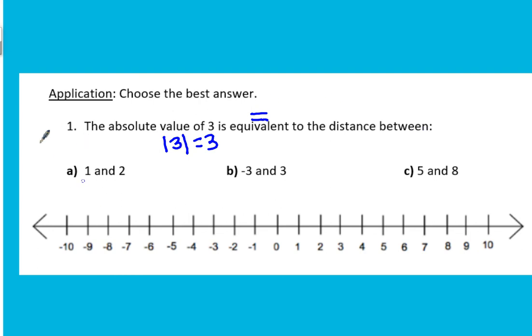If you consider option A, they're saying that the distance between 1 and 2 should be equivalent to 3. But if we look down at our number line here, 1 and 2 are only 1 unit away from each other. So that's not the 3 that we're looking for. So A is not the best choice here. If we move on to option B, it's saying that the distance between negative 3 and 3 should be 3 units apart. If we start at negative 3 and count to 3, 1, 2, 3, 4, 5, 6, that's 6 units away. So that's too big. That's not how far our absolute value is that we're looking for. We're just looking for 3. So B isn't a good choice either.